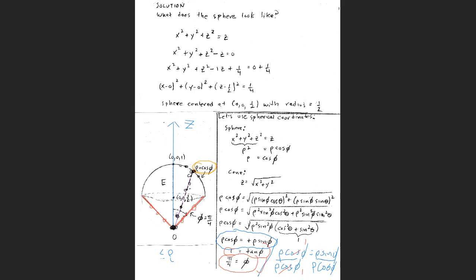Rho will be greater than 0 and less than, I've got to be a little careful here. Yeah, less than cosine of phi. Right, for any point in this solid, rho is going to be between 0 and cosine phi. Now, what about phi? What's phi going to be between?